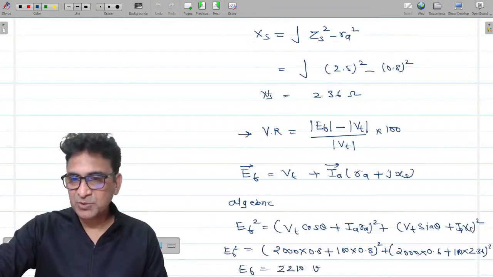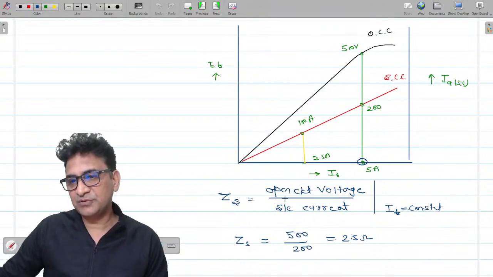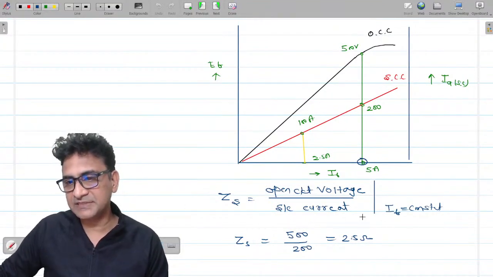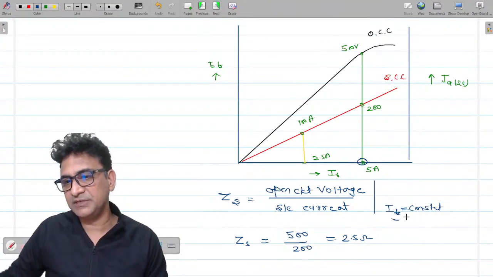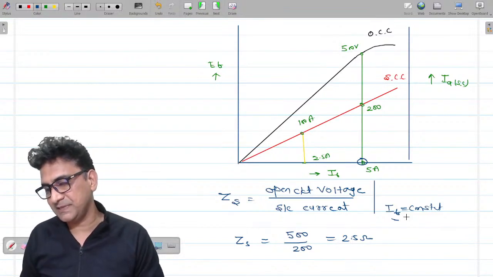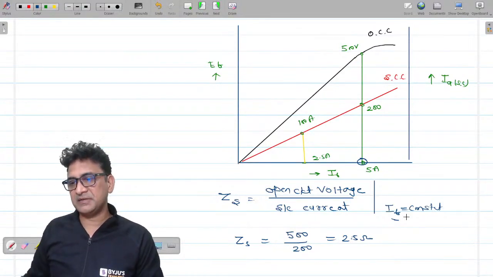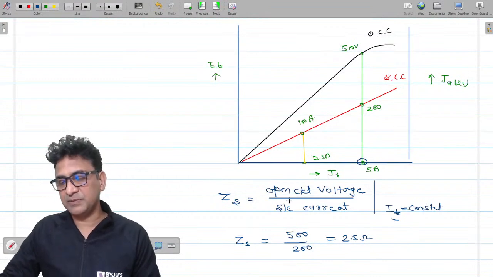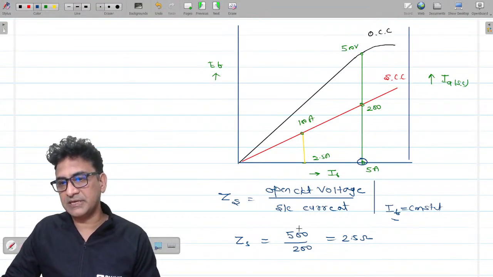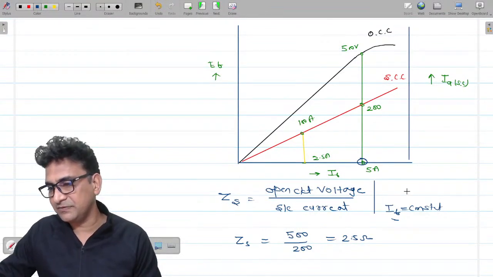Always remember, if you forget even a small thing, if you don't know that this equation is valid only when IF is constant, you would get the wrong answer. So always remember, when you find the value of ZS, the open circuit voltage over the short circuit current, it is at the same value of field excitation.